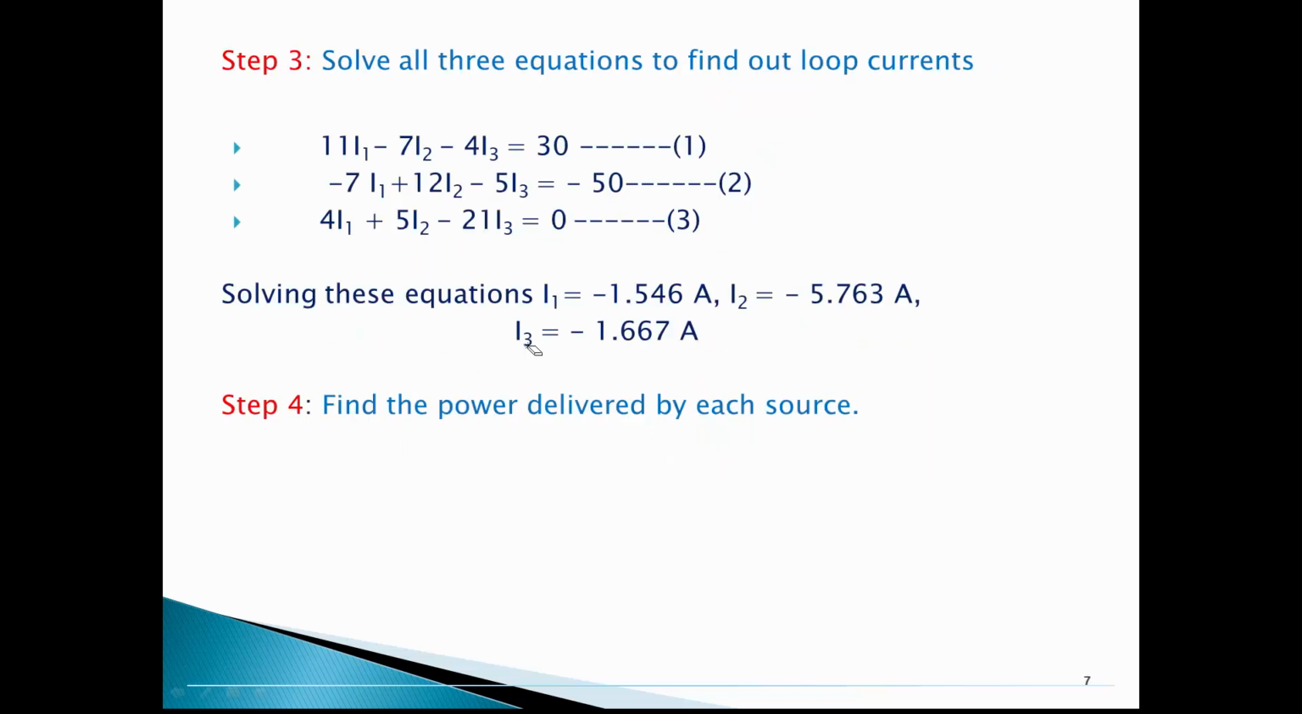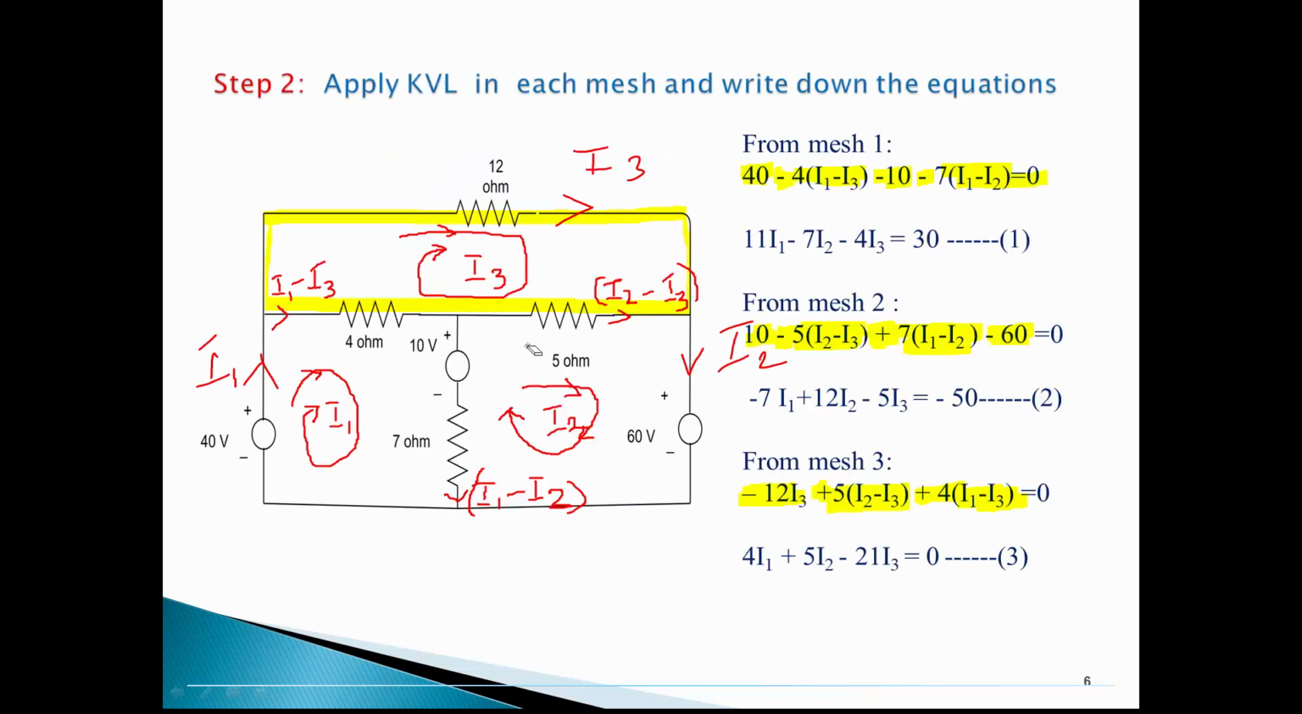Step 4 is to find the power delivered by each source. Power delivered by the 40 volt source. What is the current flow in the 40 volt source? I1. So 40 times I1. Now check it, what is the current flow through the 40 volt source? I1. So P is equal to VI. That is the formula I am using here, 40 into I1.